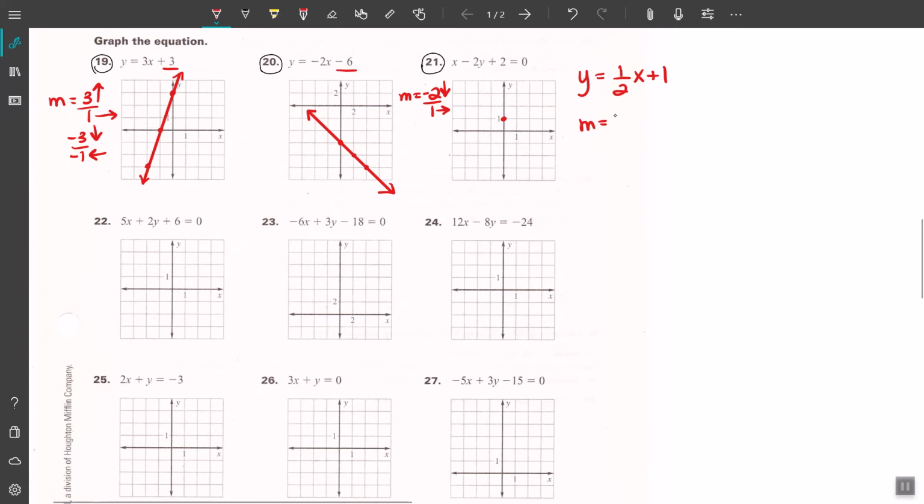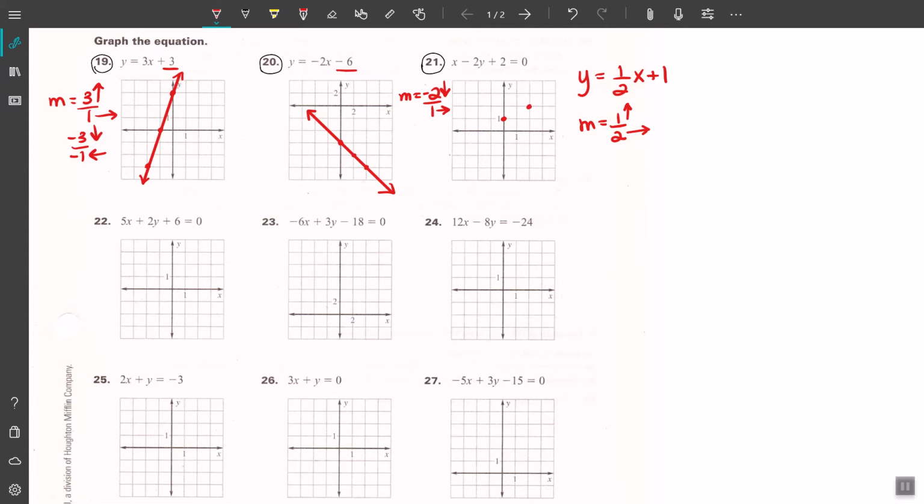So my slope is 1/2. That's indicating 1 unit up and 2 units over. We don't put it over 1. It's already a fraction. We don't need to make it a fraction. We only have to do that when it's a whole number, not already a fraction. So I can do that.